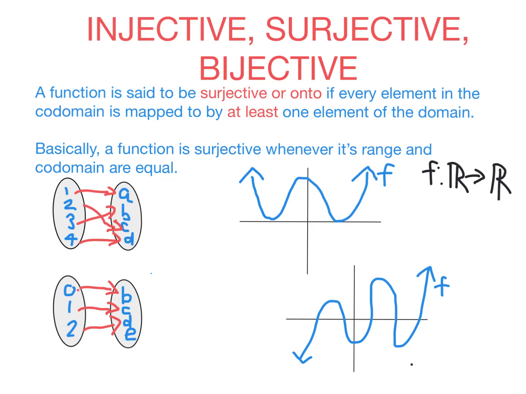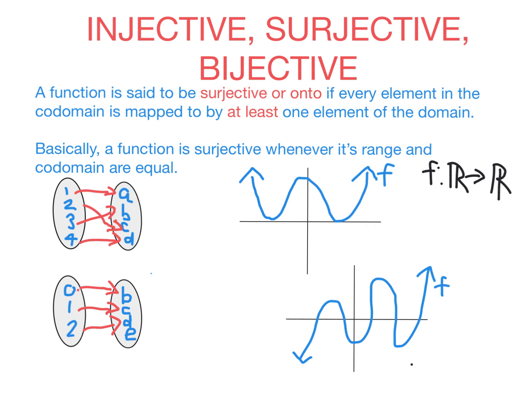Thank you so much for tuning into this video in which we will look at injective, surjective, and bijective functions. So let's start off with the meaning of surjective. A function is said to be surjective or onto if every element in the codomain is mapped to by at least one element of the domain. It basically means the codomain is the same as the range.